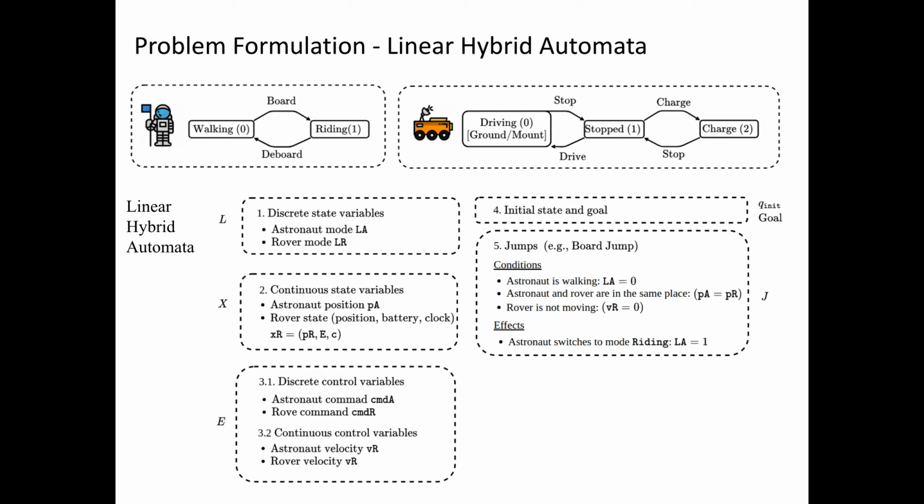For jumps, it has a condition, which is a constraint that must hold when this jump is active, and effects, which means how states are changed after a jump happens. For example, when the astronaut is walking and the rover and astronaut are at the same place, the astronaut can board the rover, and the astronaut mode is changed to riding.